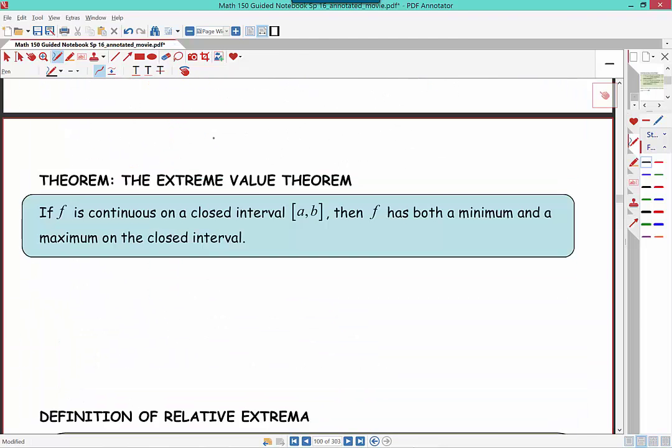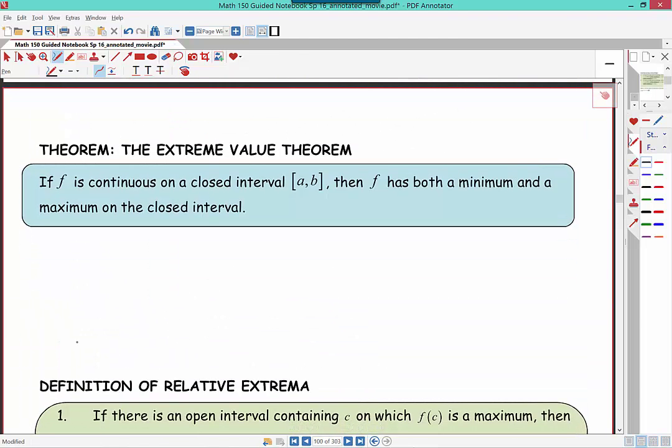Okay, so this first theorem, called the extreme value theorem, basically has the following statement. If f is continuous on a closed interval from a to b, then f has both a minimum and a maximum on that closed interval. So let's take a look.